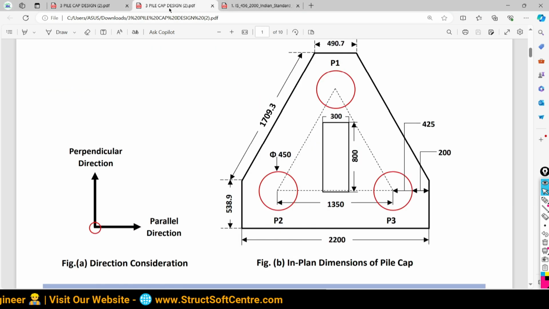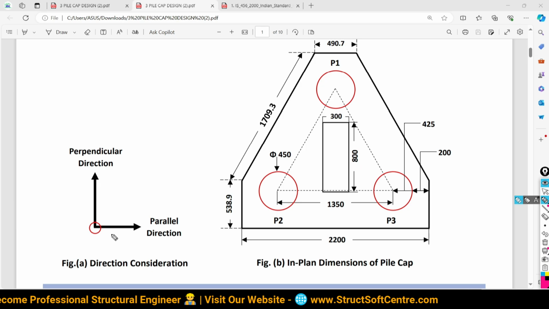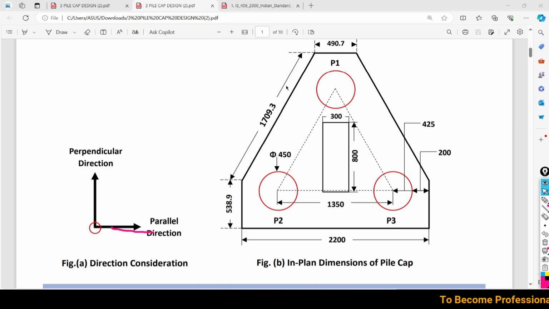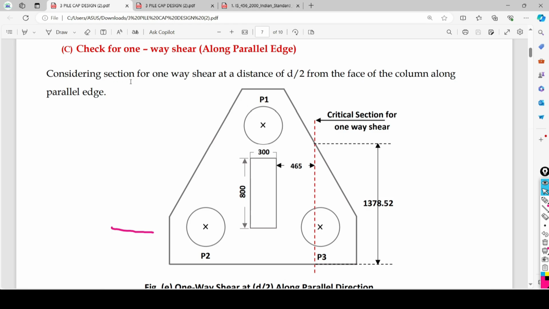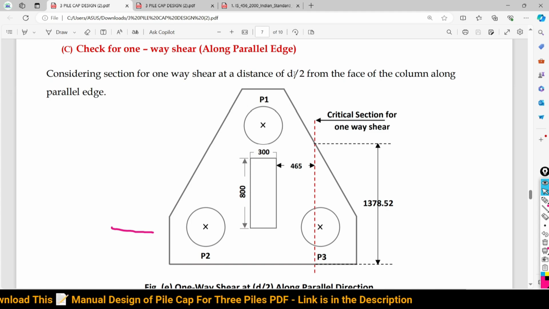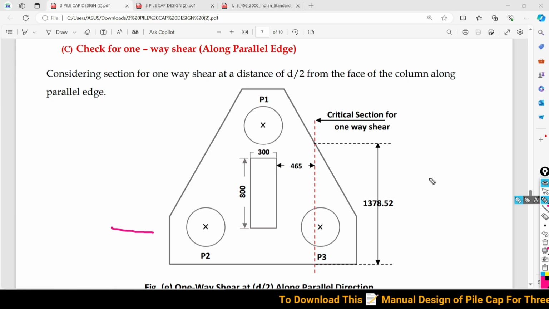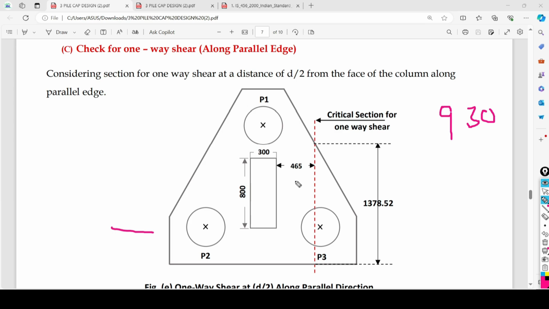As we have seen earlier, have a look over this figure. Basically we are considering two directions: one is the parallel direction, another is the perpendicular direction. Along both directions we have to perform the one-way shear check. Accordingly, I am going to consider a critical section for one-way shear at a distance of d by 2 from the face of the column along the parallel edge. Here d is the effective depth of the pile cap. So at half of the depth of your pile cap, we are going to consider our critical section. Our effective depth of the pile cap is 930. Half of this becomes 465. So at this distance we are going to take our critical section for one-way shear along the parallel edge or parallel direction.